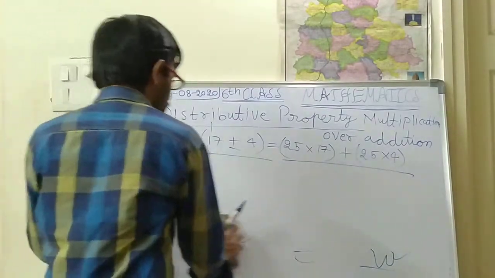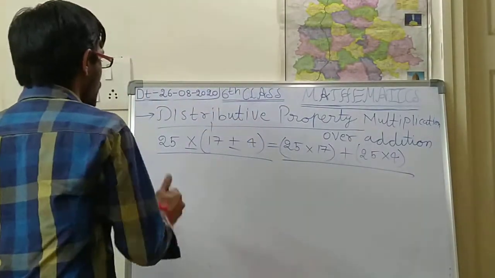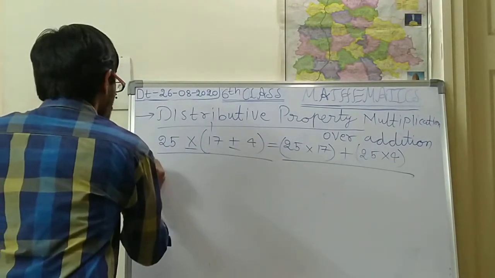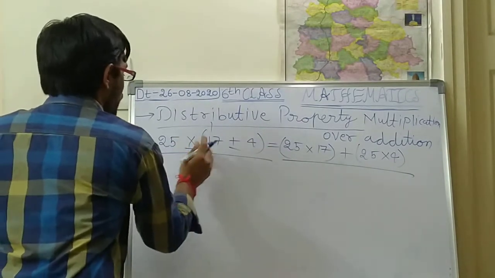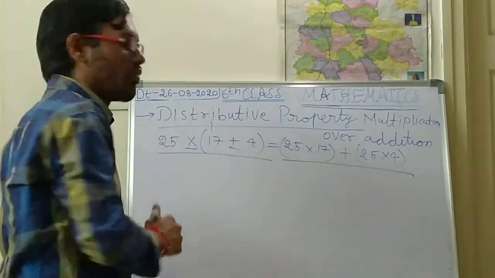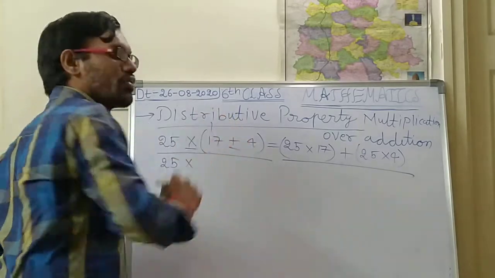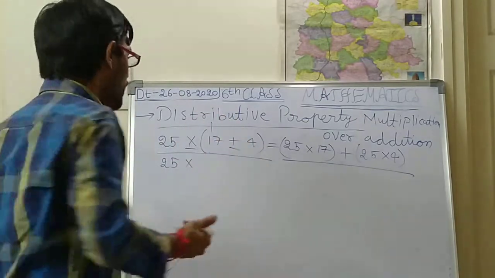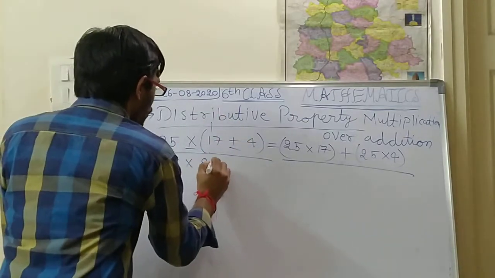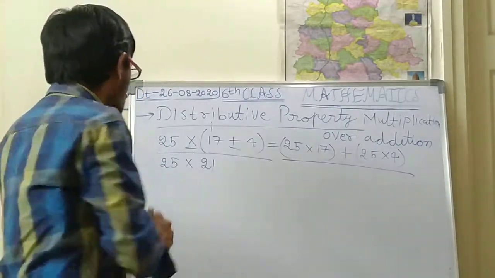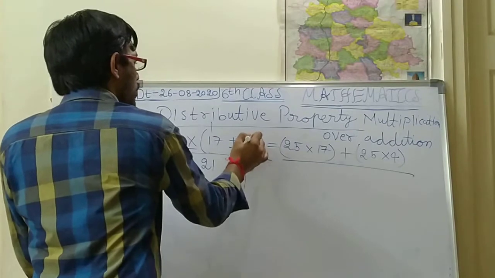First, suppose you take this: 25 into 17 plus 4. How should you do it? First you should solve the brackets. What is 17 plus 4? 17 plus 4 is 21. Is it right, children? 17 plus 4 is 21. Count: 17, 18, 19, 20, 21.